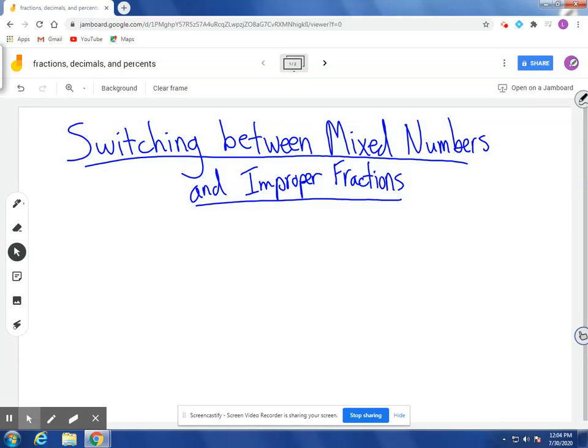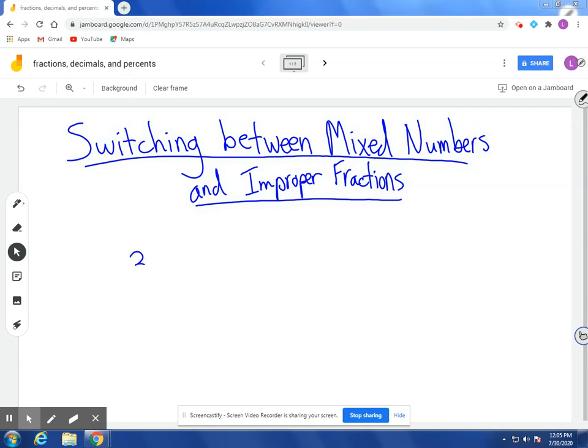Hi there. This video is about walking through some examples of switching between mixed numbers and improper fractions. Again, not going to get too much into why we're doing this, but more just how you do it, so that way you can maybe finish a homework assignment or just feel more confident about the skill itself.